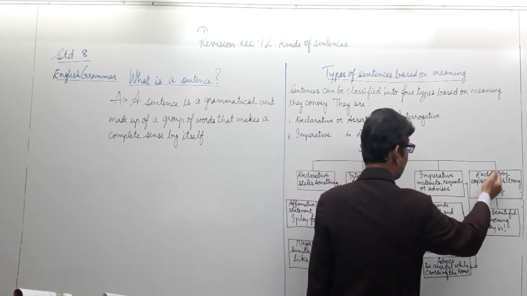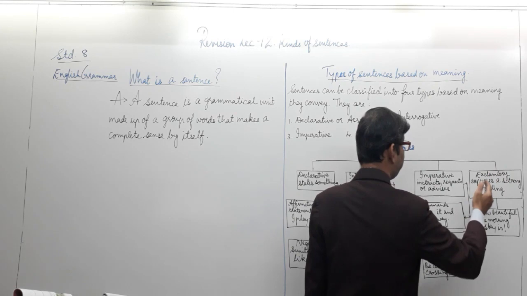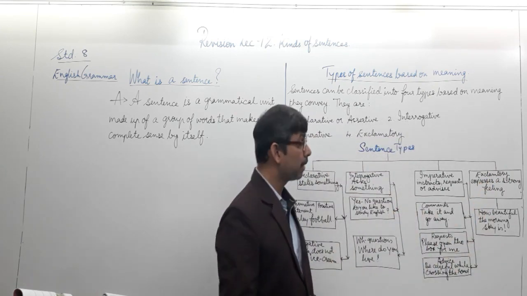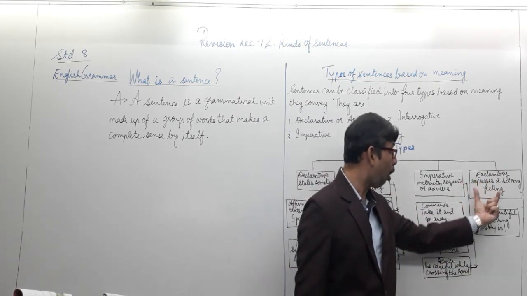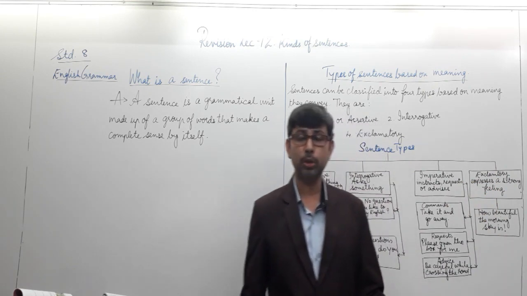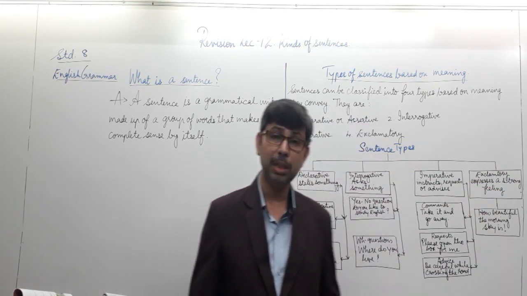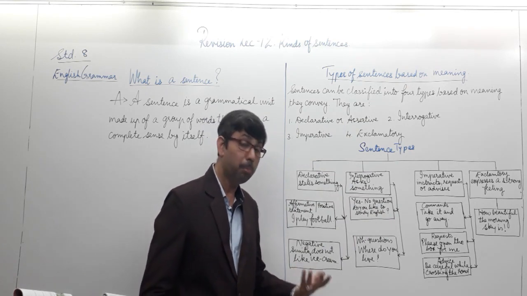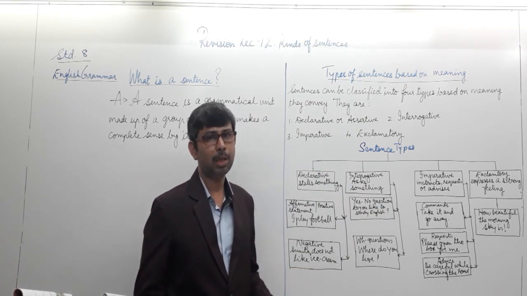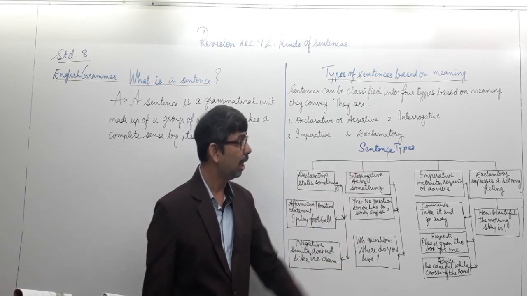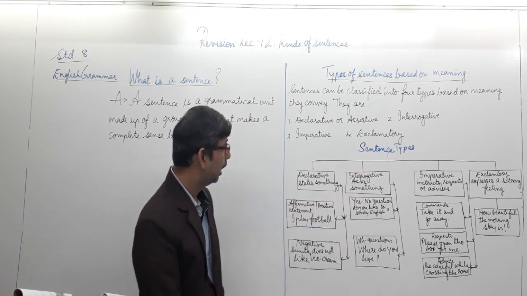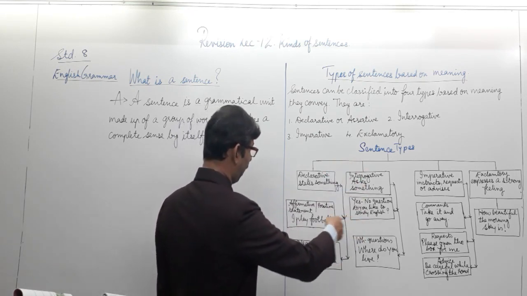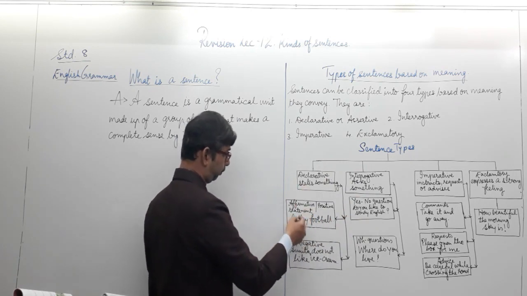The fourth one, exclamatory sentence. It plays one important role, that is to express a strong feeling of any sort. It could be a happy feeling, it could be a sad feeling, it could be a feeling of, say, boredom, or any kind of such feeling that is expressed. We will be using an exclamatory sentence. Let's go further and try to understand the other part of the flow chart.